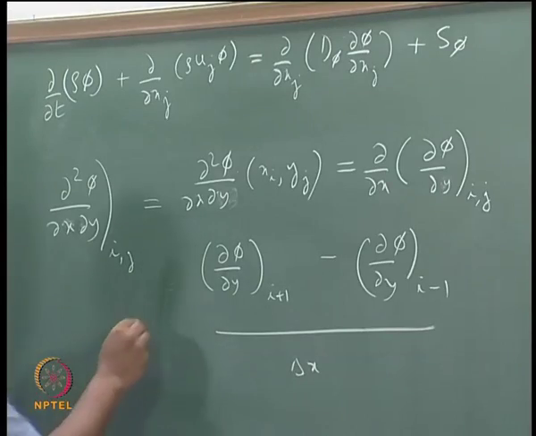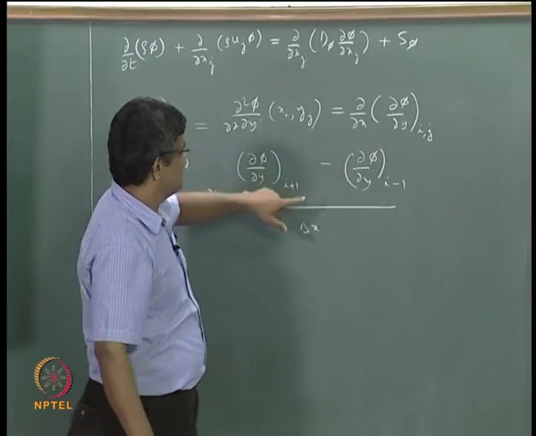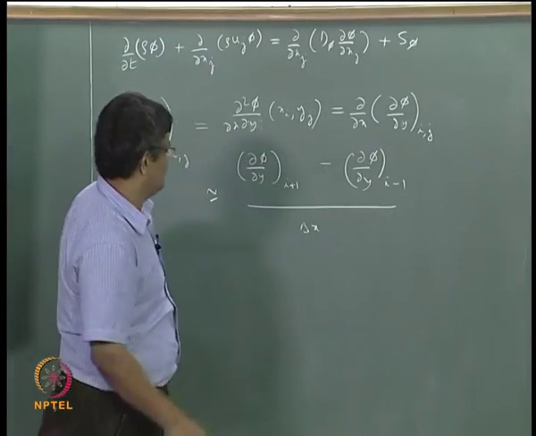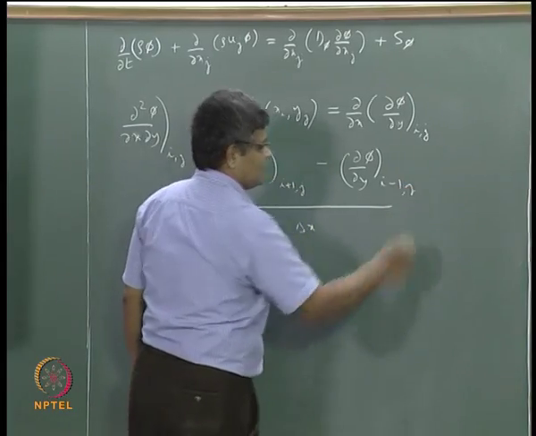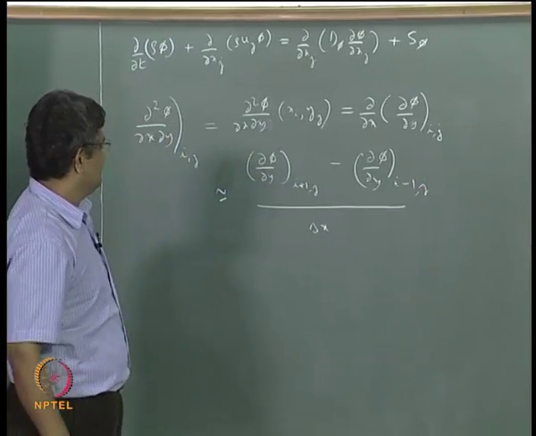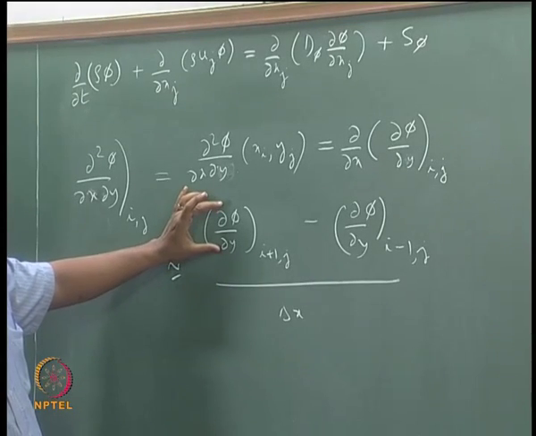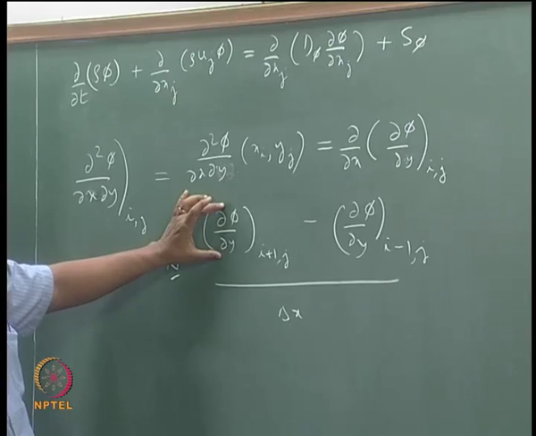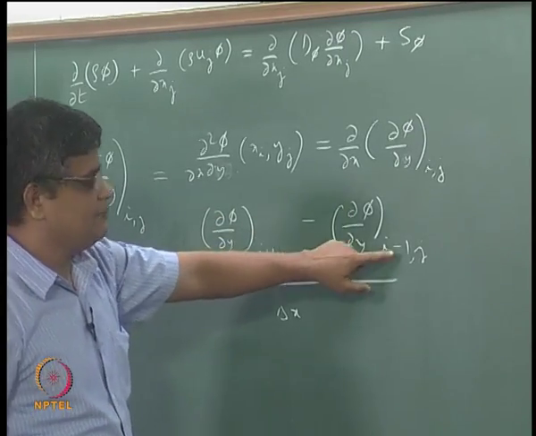So this is obviously an approximation, so we can write this approximately as this. And since we are dealing only with the derivative in the x direction, the index j does not change, so this is I plus 1 j and I minus 1 j by delta x. So now we have to write finite difference approximations for dou phi by dou y at I plus 1 j and dou phi by dou y at I minus 1 j.